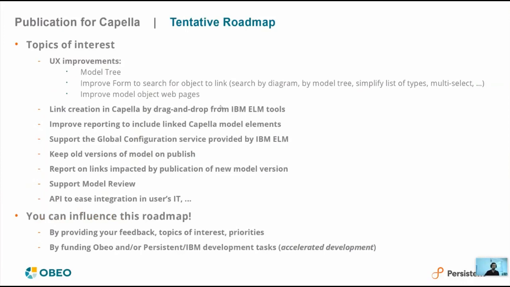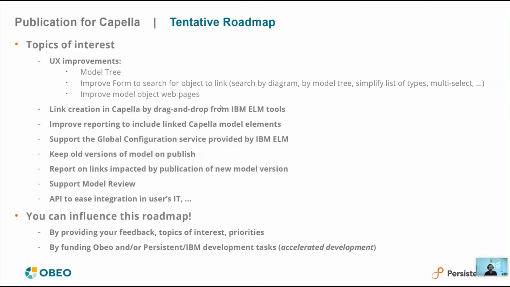And first, before summarizing everything, I just wanted to give a few words about the roadmap of publication for Capella. We have a number of topics of interest that are identified, namely miscellaneous user interface and user experience improvements, such as adding a model tree in the HTML pages, improving the form to search for an object to link. You've seen this form several times in the demonstration. It would be useful to be able to find an element in a diagram or in the model tree rather than just the existing form to search.